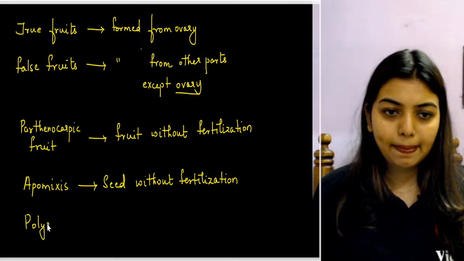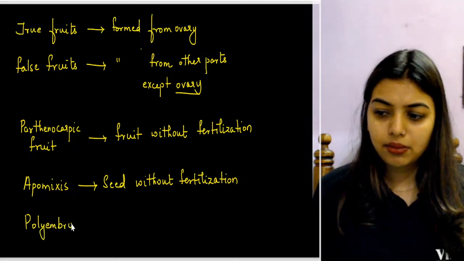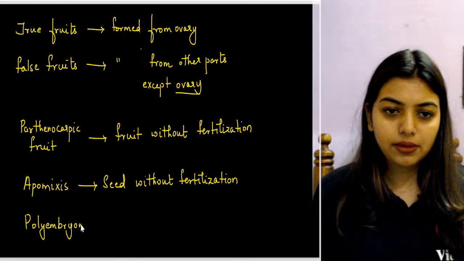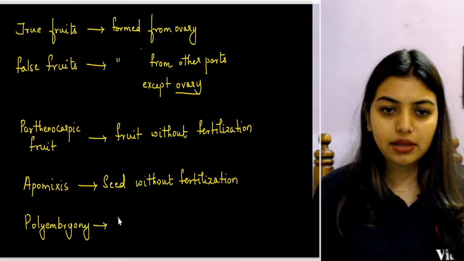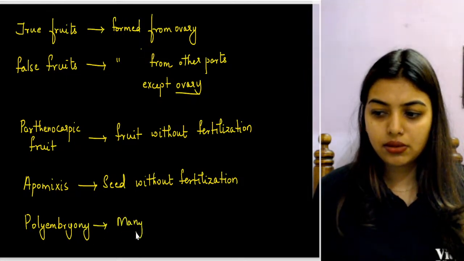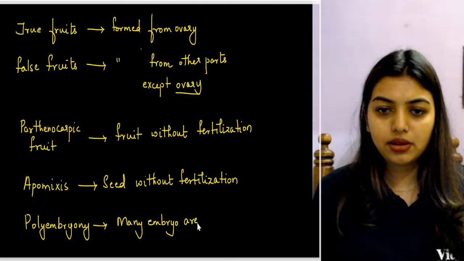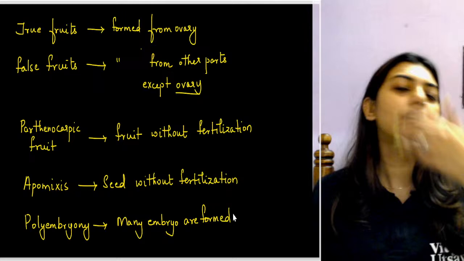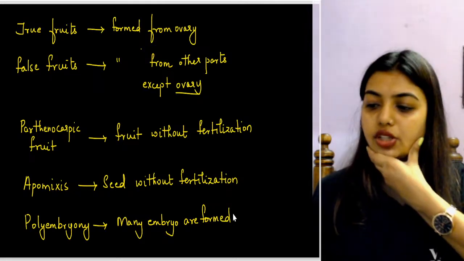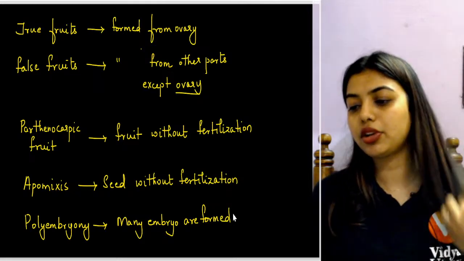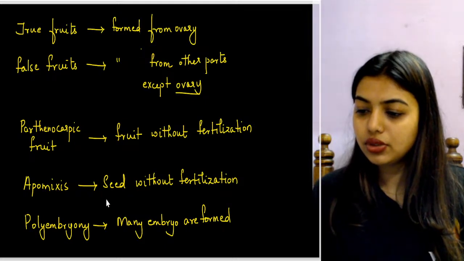Okay, polyembryony, that is many embryos. Yes, very good, very good. Okay, all of you are answering. Many embryos are formed, and these embryos are formed from nuclear division. Okay, not from fertilization, from nuclear division. That's why many embryos have been formed. Okay, yes or no? Is it clear?